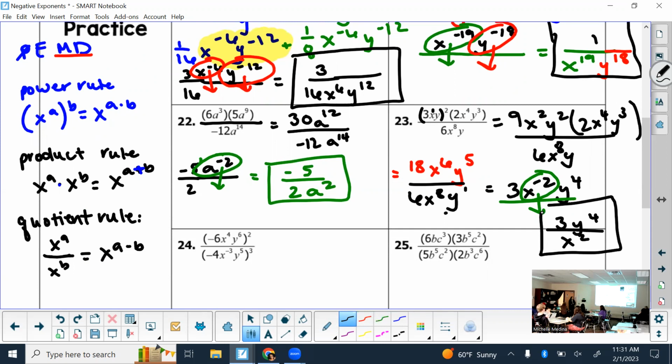Tomorrow I won't be here, but you'll have a coloring worksheet to do on the exponents. So there's more examples. Once you finish it, you get to color by number. It'll tell you what color the number 1 should be based on your answers. So yeah, you'll have more practice with this tomorrow, but I won't be here to check it.